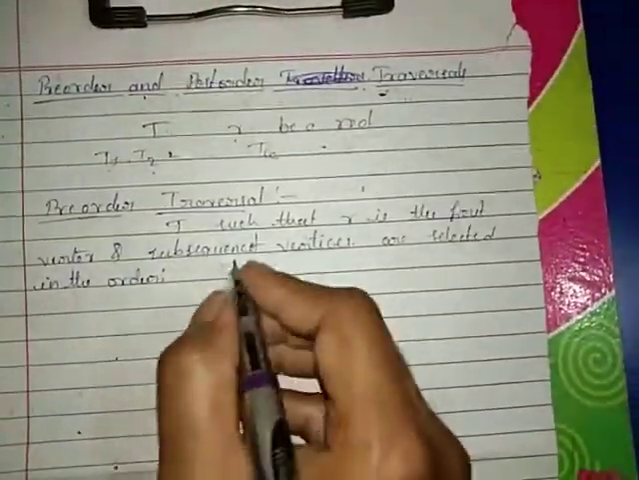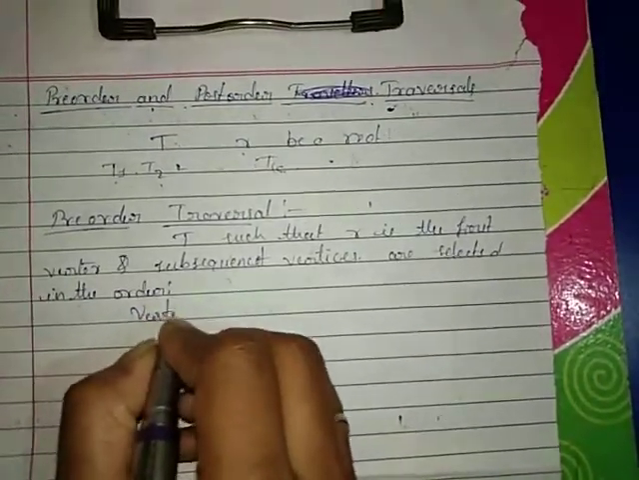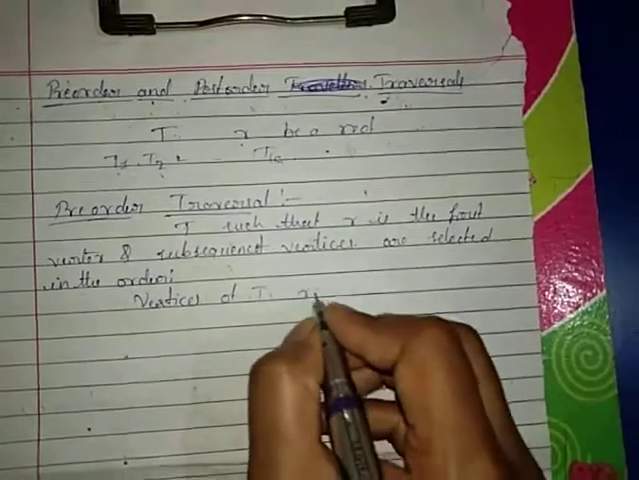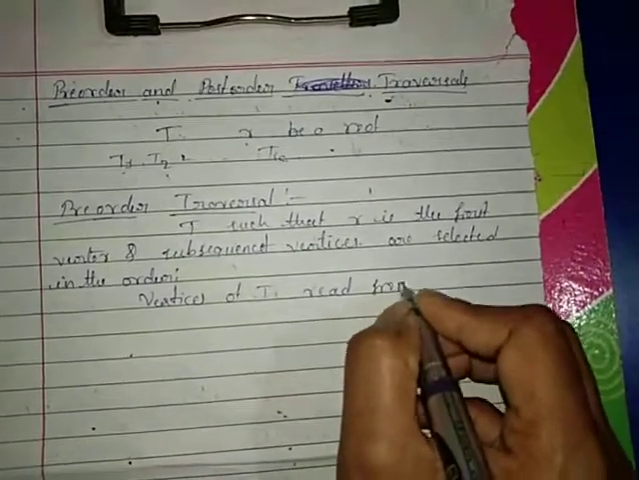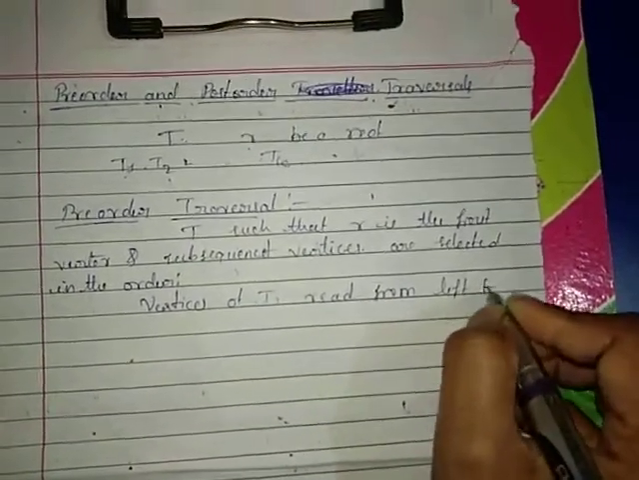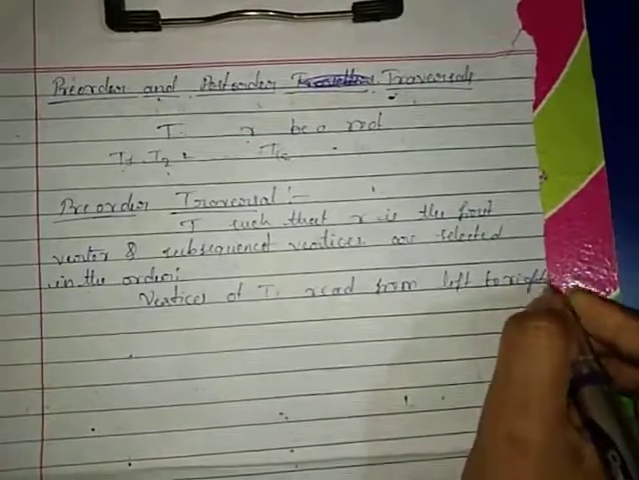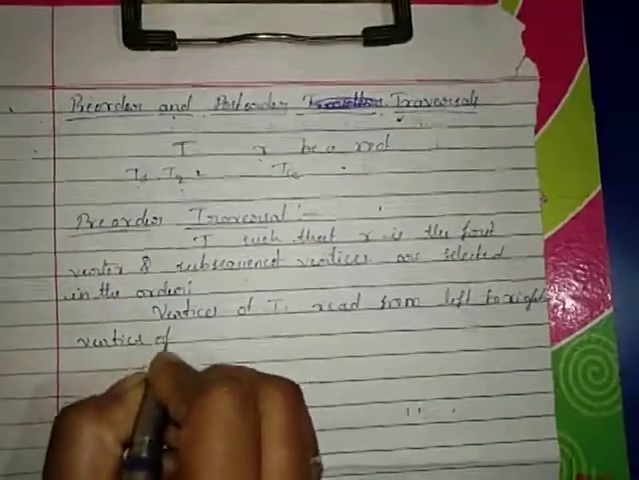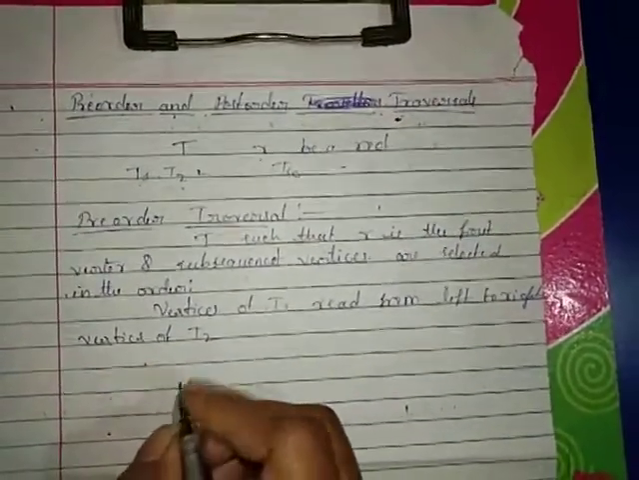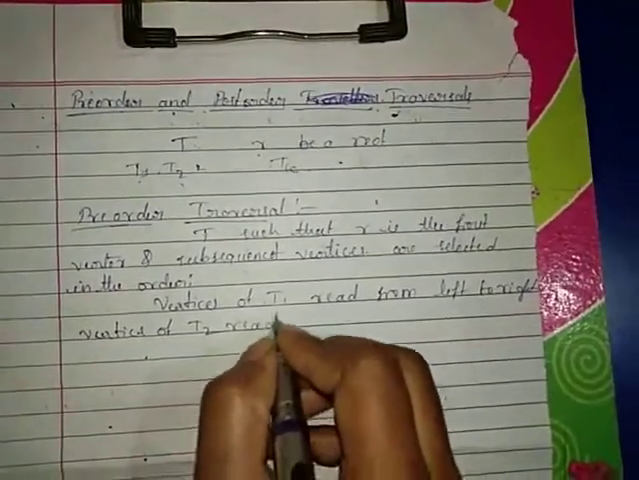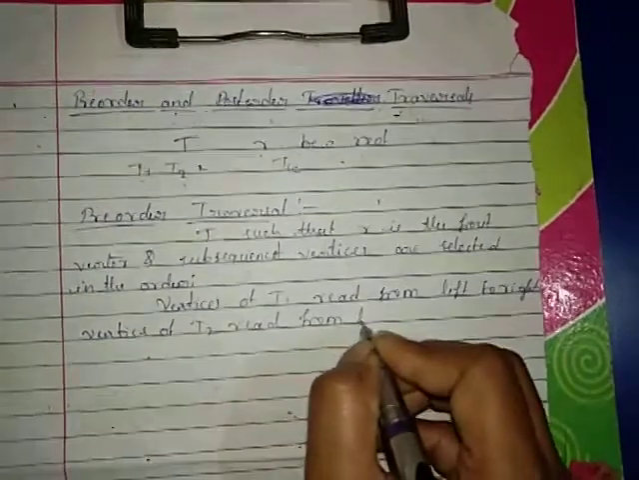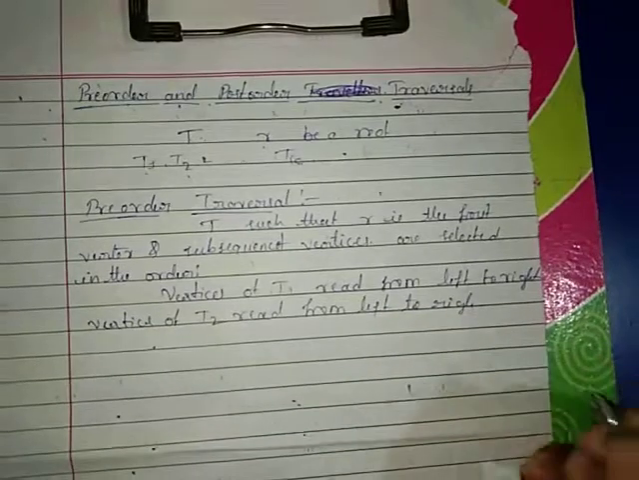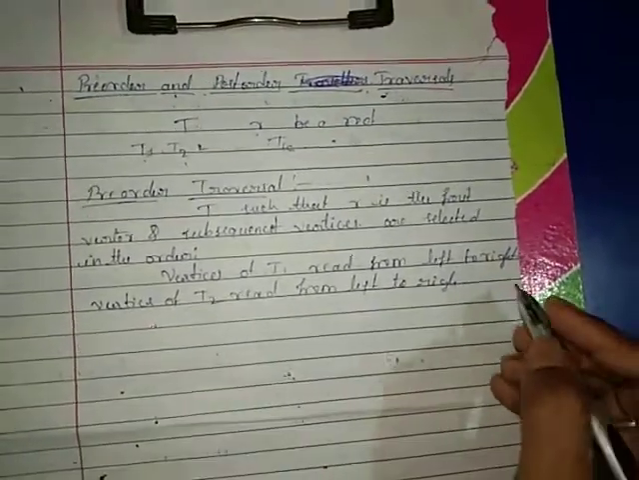The order is the vertices of T1, and we have to read from left to right. And next we have to take the vertices of T2, again reading from left to right. And we follow the procedure, and so on.